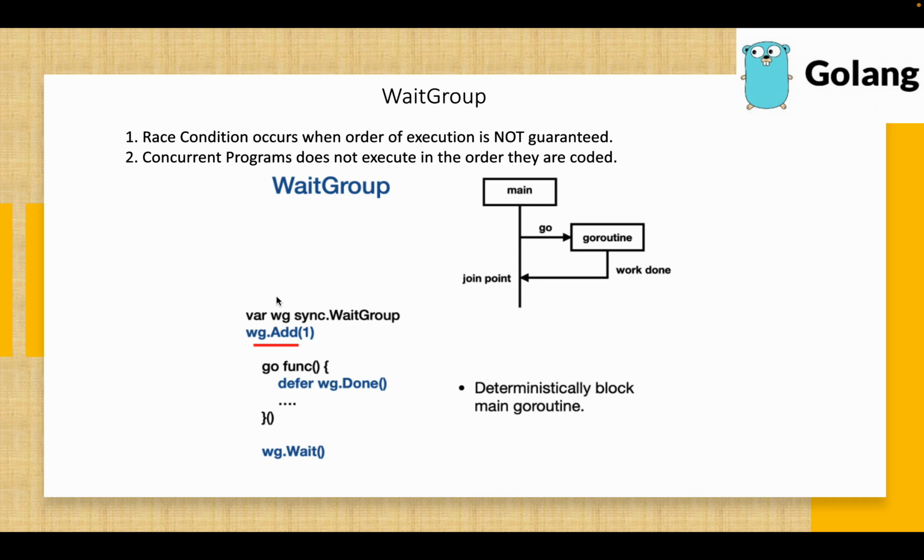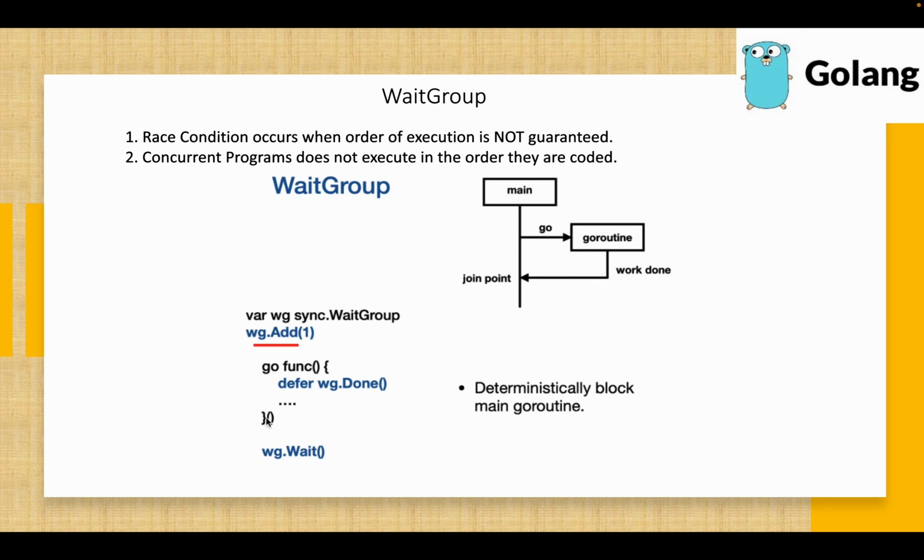The sync package has the wait group option, where wg is the variable. Here we are creating the variable wg of sync.WaitGroup. Before creating the subroutine, we call wg.Add, and the value 1 is nothing but how many subroutines we have created. Then we create the subroutine. Inside the subroutine, we use the defer keyword with wg.Done. That is, we are explicitly mentioning that once the execution of the goroutine is completed, execute wg.Done, which decrements the count by 1.